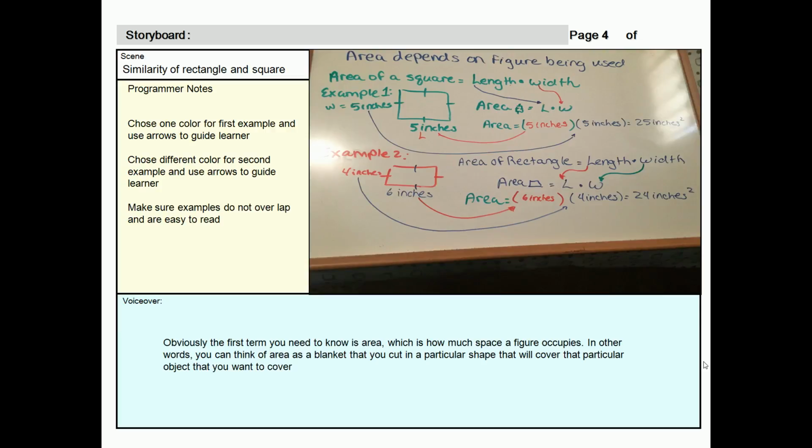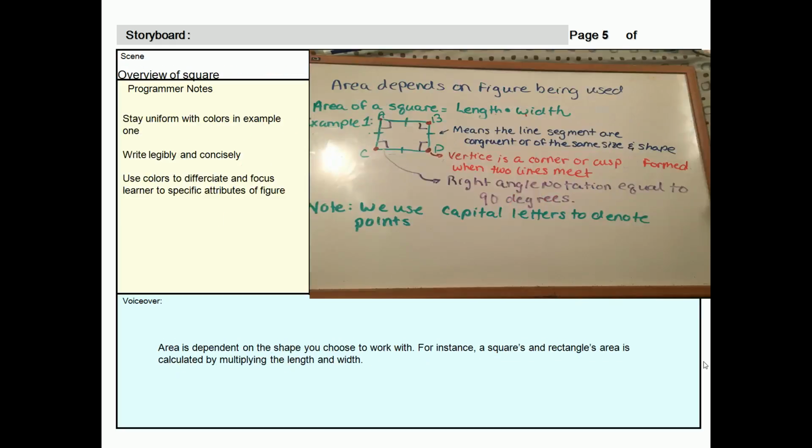Obviously, the first term you need to know is area, which is how much space a figure occupies. In other words, you can think of area as a blanket that you can cut into a particular shape that will cover that particular object that you want to cover. Area is dependent on the shape you choose to work with.